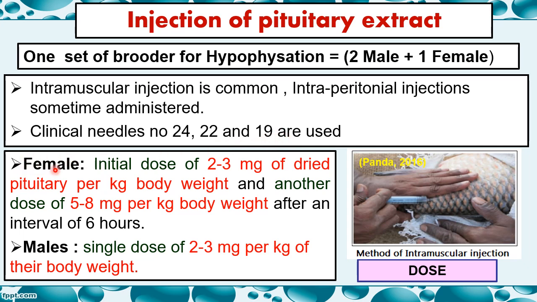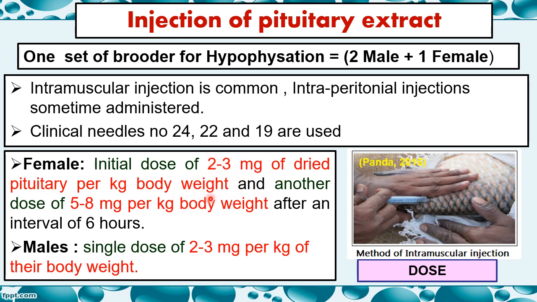The most important step of induced breeding is the selection of the appropriate dose. For females, two doses are usually given. The first is the initial provocative dose, that is 2 to 3 mg of dried pituitary per kg body weight. That means if a breeder is 1 kg, we give 2 mg. For a 2 kg breeder, 4 mg injection, then for a 3 kg breeder, 6 mg injection.